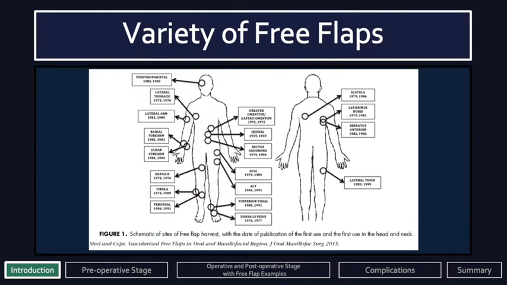There are a variety of free flaps. Most were utilized outside the head and neck initially, and then about a decade later applied in the head and neck. We'll take a closer look at some of these flaps, including the myocutaneous rectus abdominis and latissimus dorsi flaps, the fasciocutaneous radial forearm and ALT, the osteocutaneous fibula and scapula, and the jejunal visceral flap.